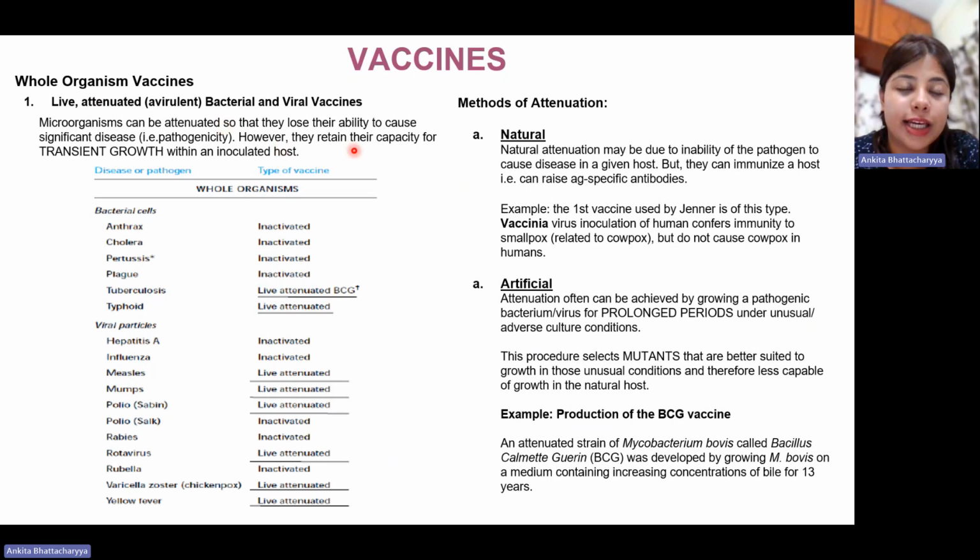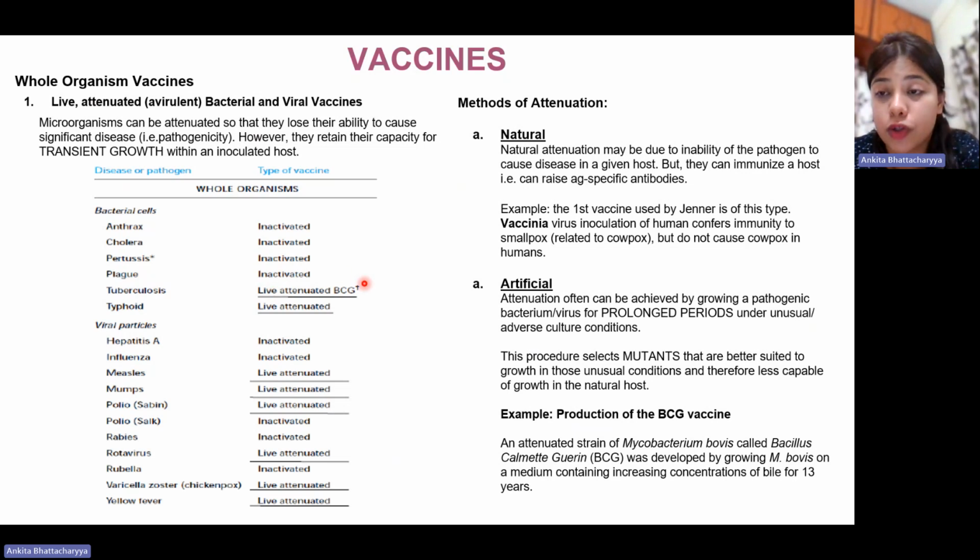However, they do retain their capacity for transient growth within an inoculated host. It means that if a particular individual is getting inoculated, or this virus is being introduced into their system, then it will be able to grow there, but will not be able to cause the disease it is usually associated with. So you have the disease or pathogen and the type of vaccine listed here. Among bacterial diseases, we have anthrax, cholera, pertussis, plague, tuberculosis, and typhoid. Majorly, you can see that they are inactivated vaccines, but for tuberculosis and typhoid, you have live attenuated vaccines.